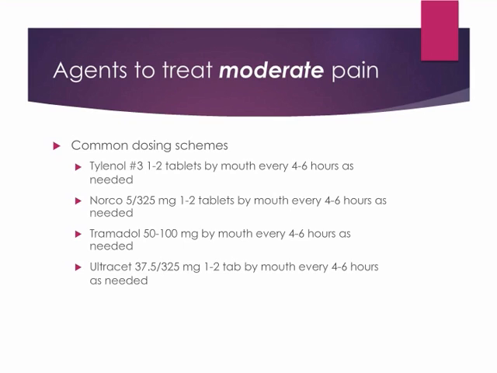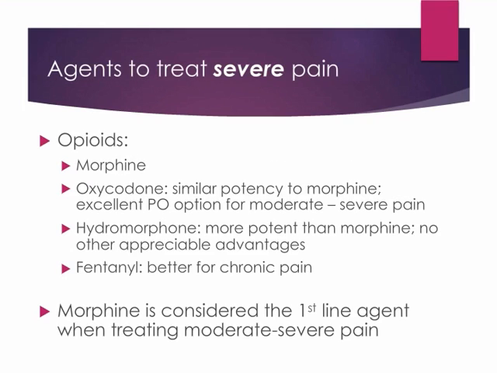Tramadol, when dosed by itself, is 50 to 100 milligrams given every 4 to 6 hours as needed. But when we combine tramadol with Tylenol, which is the setting of Ultracet, the amount of tramadol is decreased to 37.5 milligrams combined with 325 milligrams of acetaminophen. Again, given as 1 to 2 tablets by mouth every 4 to 6 hours as needed.